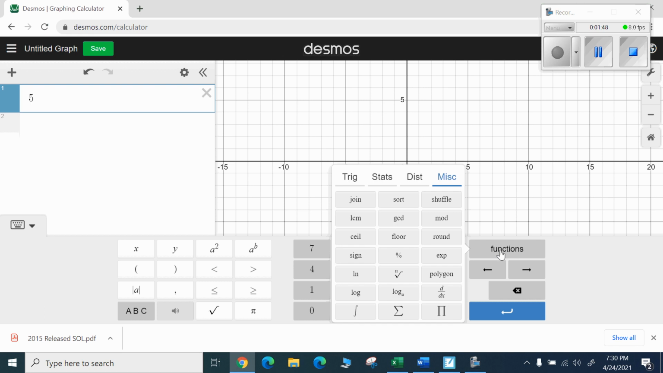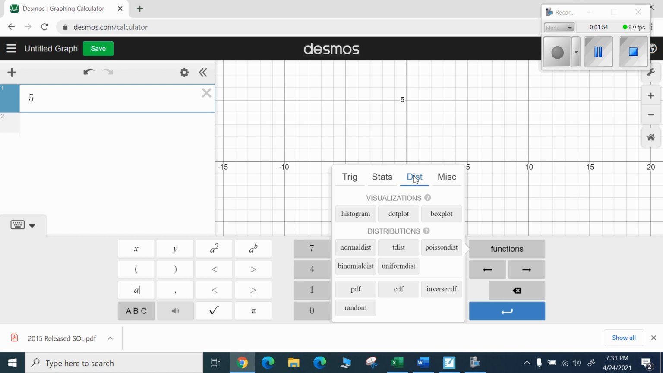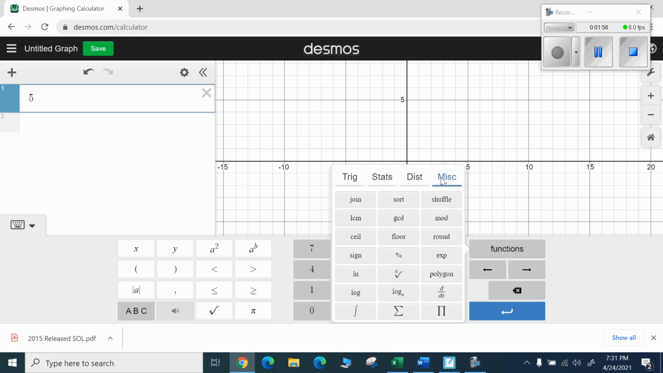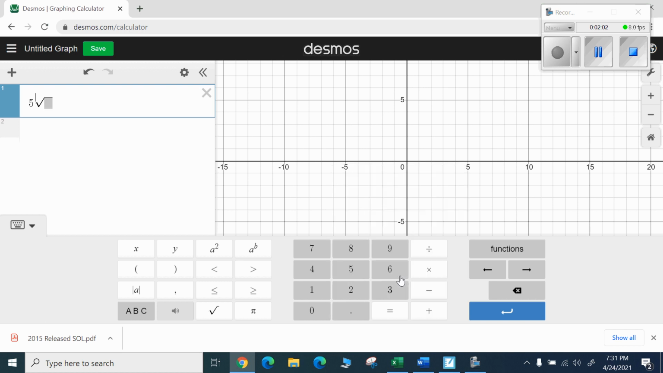You go to where it says functions, and you look under miscellaneous. There's several different things here. A bunch of this stuff you have absolutely no need for. But if you look under miscellaneous, you'll see a square root that has an n. And what that means is that you can click this, and then you can put the 3 up in the corner. And it will tell Desmos to do a cube root.